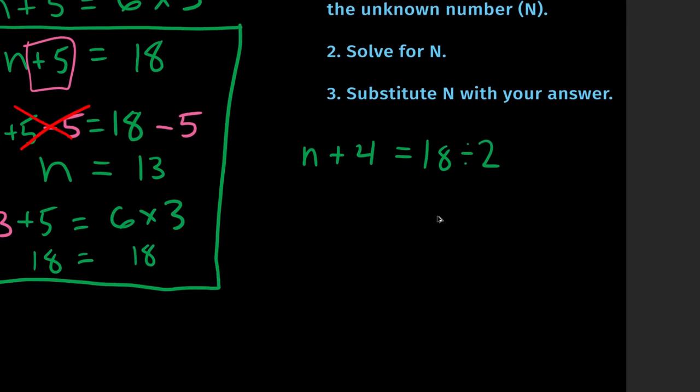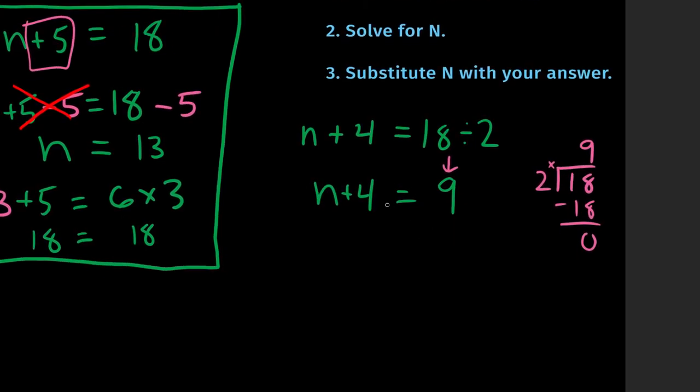18 divided by 2 is what? 2 goes into 18 9 times. 9 times 2 is 18. So 9, right? So this becomes 9. Now, bring down the n plus 4.